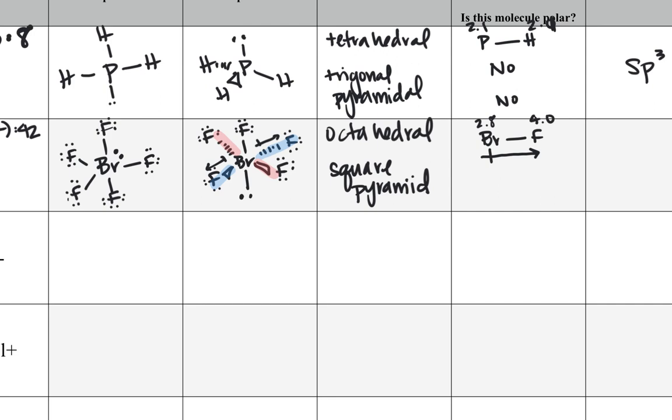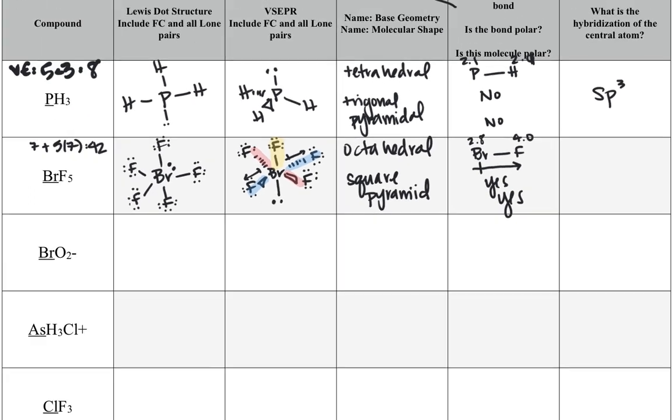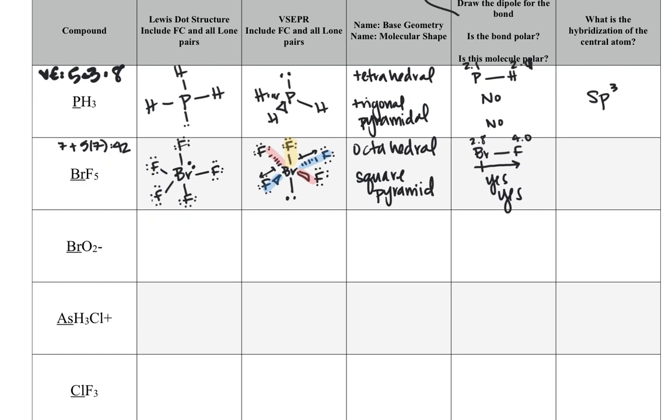However, this is a polar bond, and there is nothing on the other end to cancel it out. So this is, yes, a polar bond, and yes, a polar molecule. And so the last part asks us for the hybridization of the central atom. And because there are 6 orbitals, it's sp3d2. So as you can see, these take quite a while, and they will be like this on the exam.